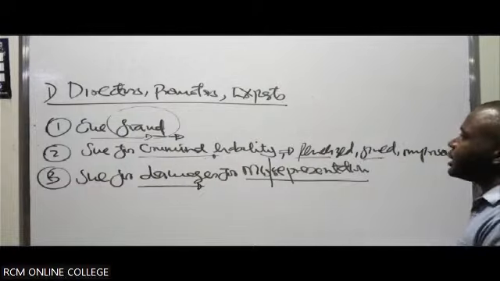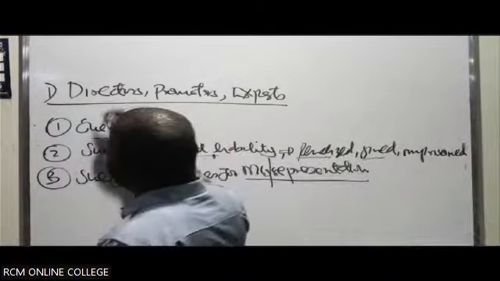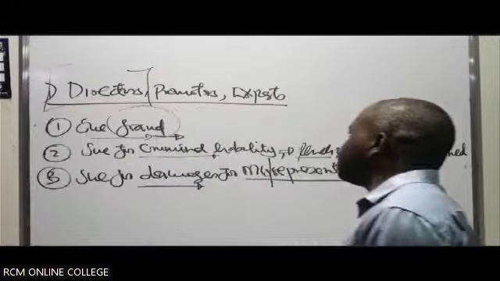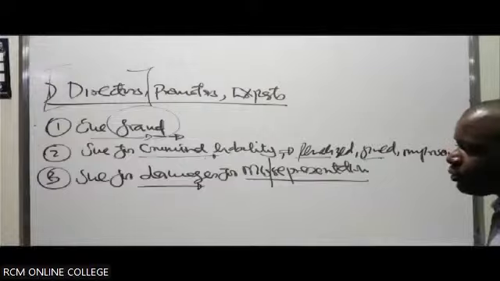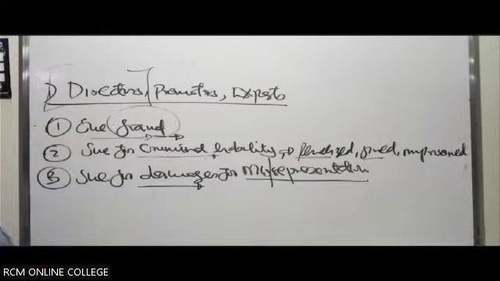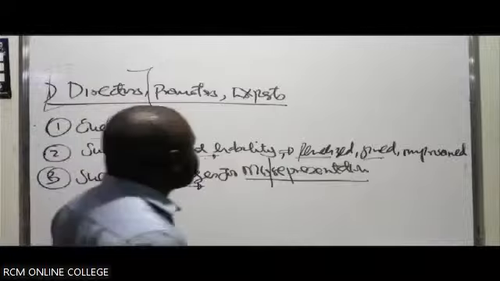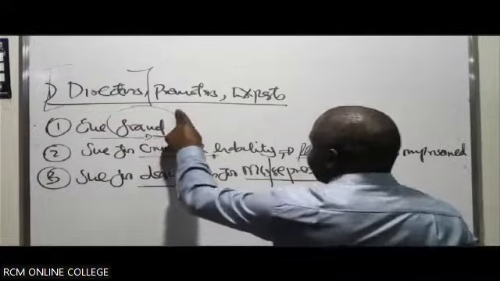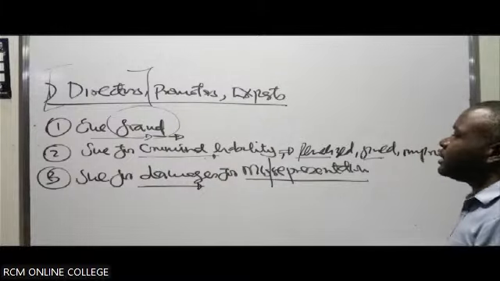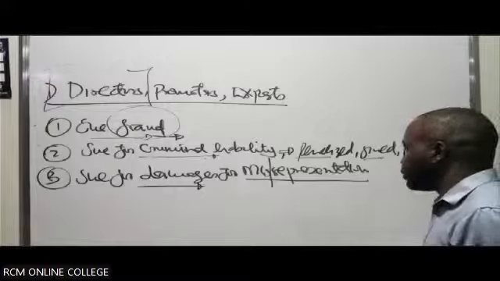So if it happens and it is directors who are involved, if you're a director, there's a way you can defend yourself before a court of law. Let's assume you're a director and you have been sued for a misleading prospectus. How do you defend yourself? What are some of the defenses you can plead before the court?